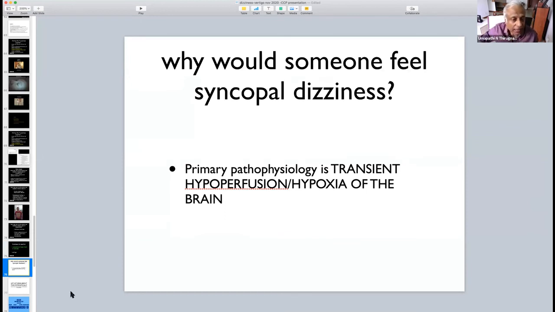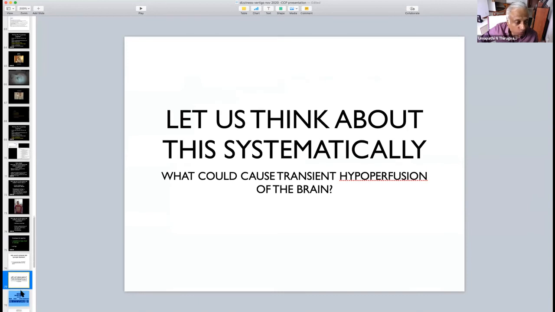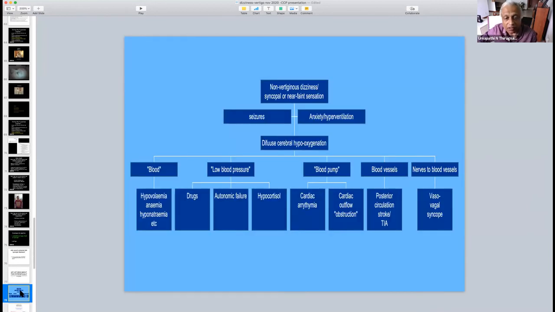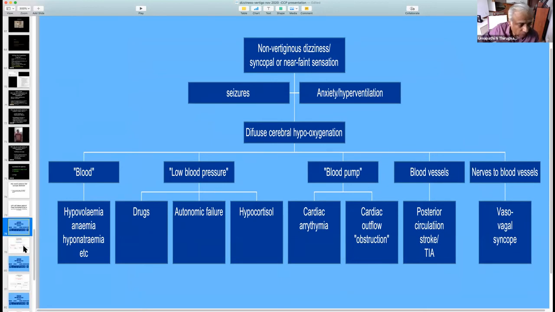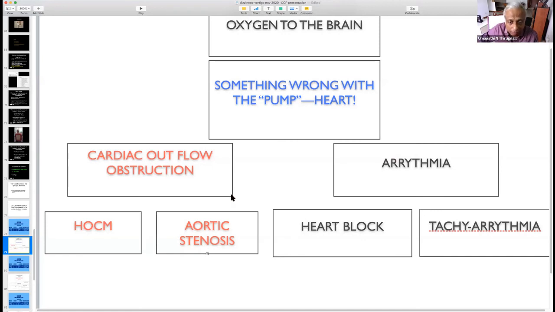Why should there be transient hypoperfusion of the brain? If you look at it systematically, there can only be a few reasons. It could be something wrong with the heart itself, which is not pumping blood to the brain for a few minutes. What are the problems in the heart? For example, the person could have an arrhythmia, a heart block, Wolff-Parkinson-White syndrome, or an outflow problem like aortic stenosis in elderly patients.